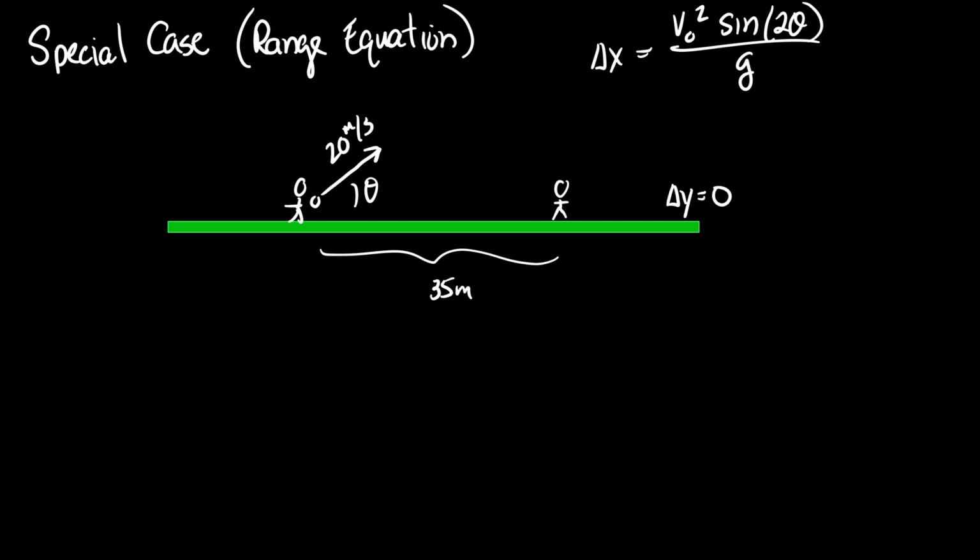You notice that we have everything that we need to solve for theta. We just have to plug those numbers in. So delta x is going to be 35. V naught is going to be 20, but we have to square it. Sine of 2 theta, all divided by 10.